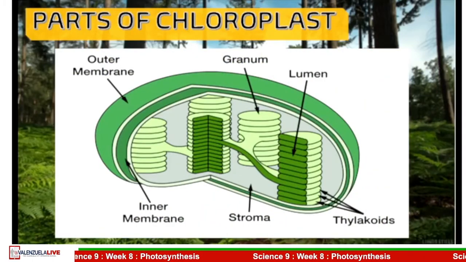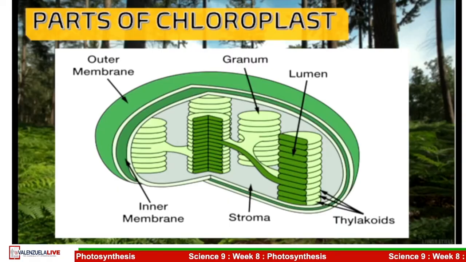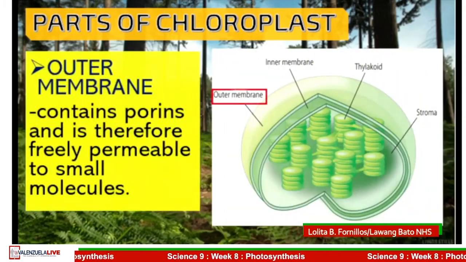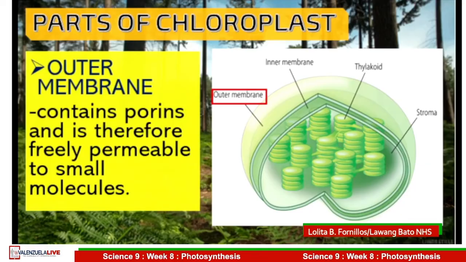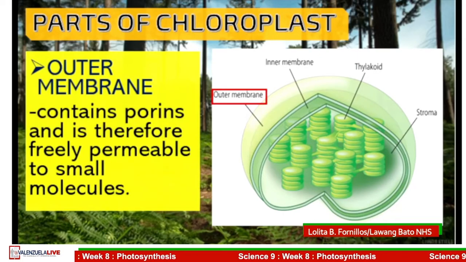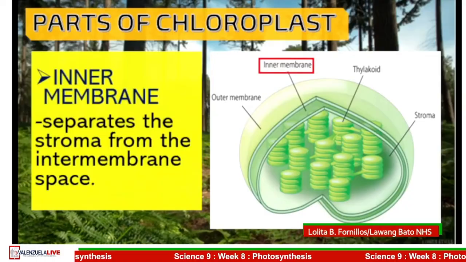The parts of the chloroplast are the outer and inner membrane, stroma, granum, thylakoid, and lumen. The outer membrane contains porins, a class of proteins whose molecules can form channels large enough to allow the passage of small ions and molecules through cellular membranes, and is, therefore, freely permeable to small molecules. The inner membrane separates the stroma from the intermembrane space.